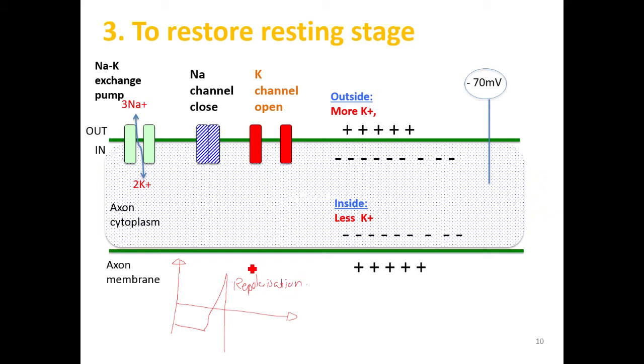Potassium channels not only open slowly, they also take their time to close. So for a short period, there are too many potassium ions lost from the axon, and the membrane potential drops below minus 70 towards a value of, let's say, minus 80. So this part here is due to the slow closing of the potassium channels.